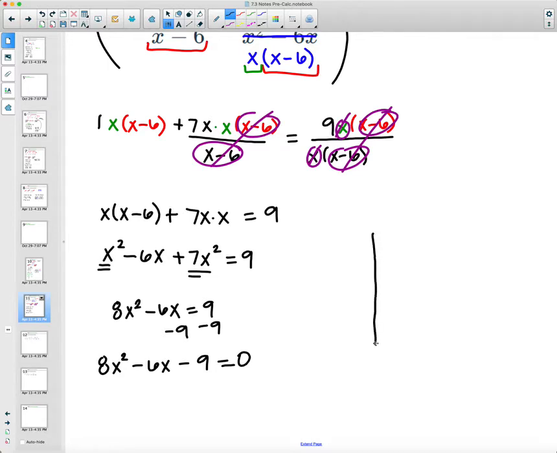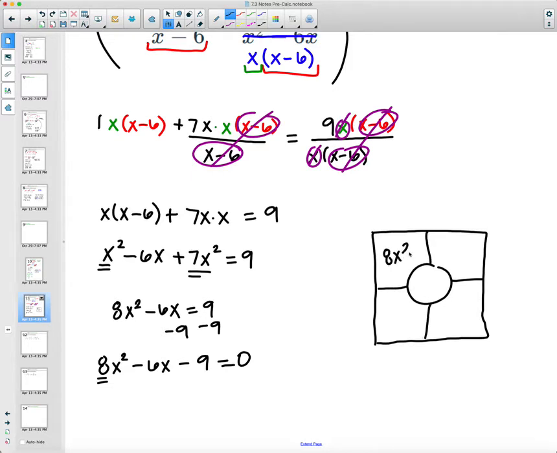So then we need to factor this. So we'll put it in the box since our a value is bigger than 1. So we have 8x squared, negative 6x, negative 9. So we're going to multiply these two together and get negative 72x squared. And we need to find the factors of negative 72, so one positive and one negative that have a difference of negative 6, or add to negative 6.